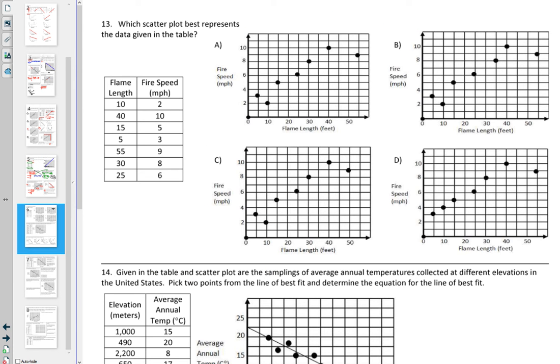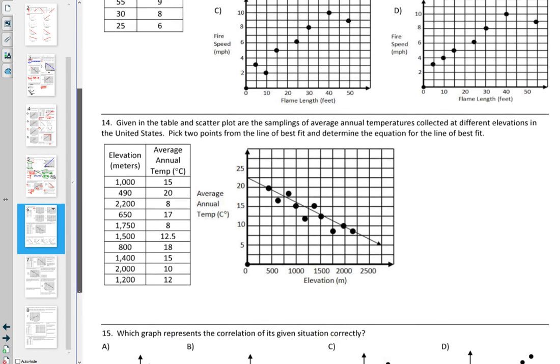Which scatter plot best represents the data in the table? I'll let you do that on your own. That's just plotting points. There's nothing crazy about that. Did anybody do that? Did you do that one already, Ann? Are you ahead of us? What'd you get for 13? I'm not too worried about this because it's just plotting points. Ann says A, 10, 2, 47. That's not a big deal.